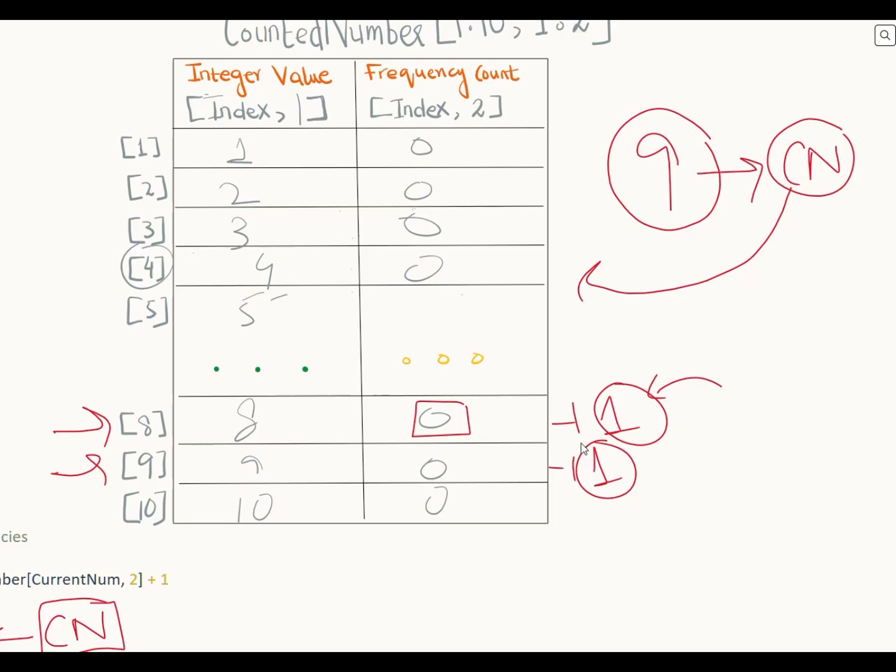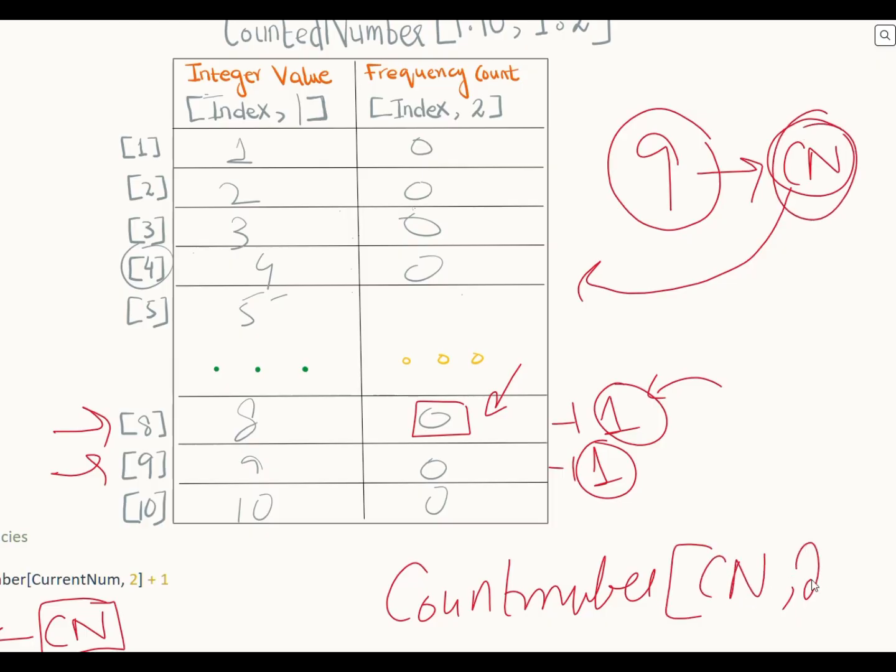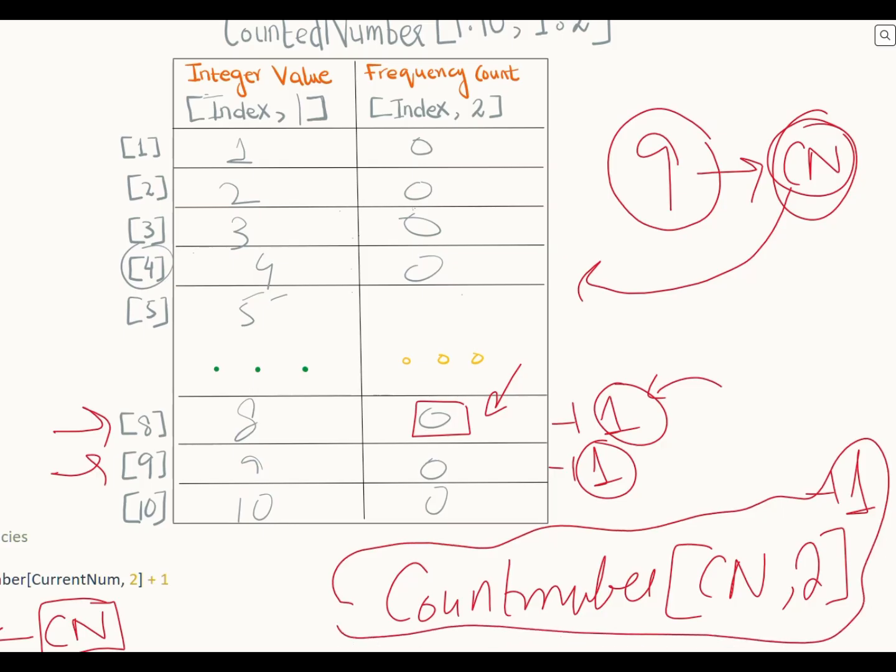Now how would I look at it? I want to access the second column of this array, right? So I'm going to write counted number. How would I access the index number? The index number is stored in the current number, right? The current number in the second column. In this, I'm going to increment +1. Okay? So this is basically how I'm going to count everything.